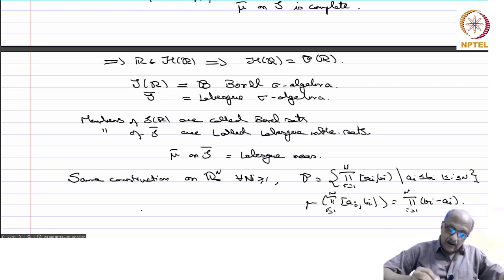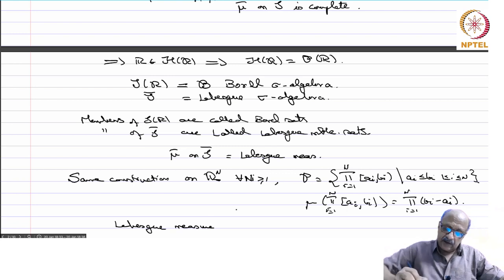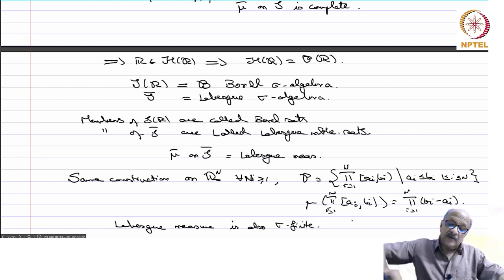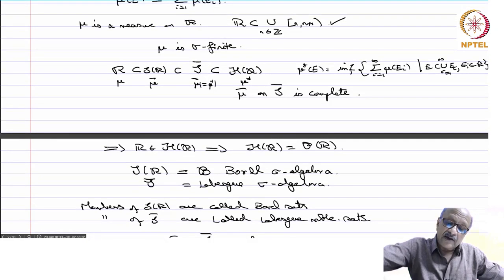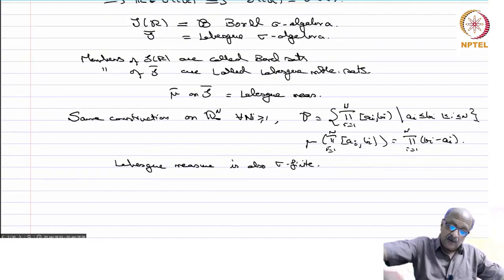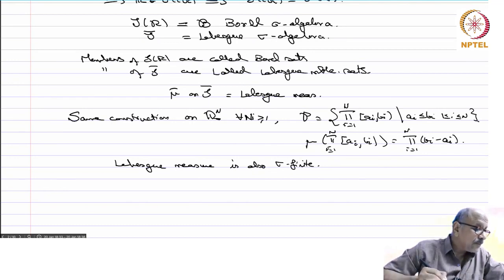Okay, so Lebesgue measure, because it comes from a sigma finite measure on a ring, is also sigma finite. In fact, this relation itself tells you that it is sigma finite. Okay, so we have that.